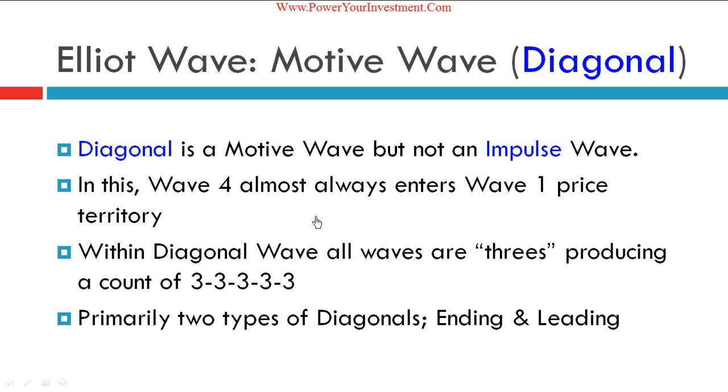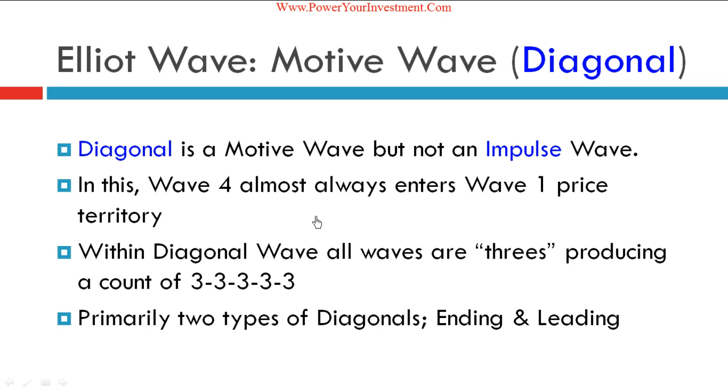3, 3 and 3. Now this will sound a bit confusing until you see the image on the next slide. But up till now, what you need to remember is that all the waves within the diagonal wave are threes. That is, they produce a count of 3, 3, 3, 3 and 3. There are basically two types of diagonals. One is the ending diagonal, and another one is the leading diagonal.